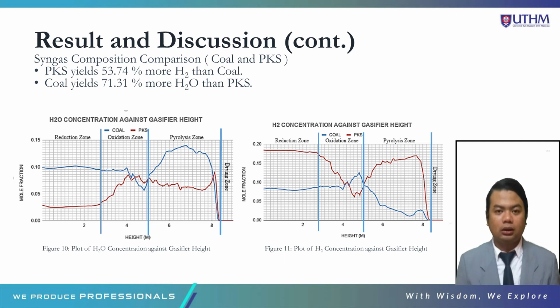Although coal possesses a higher concentration of carbon volatile than PKS, the limited amount of oxygen volatile in coal hinders the carbon dioxide production during the oxidation of coal. This causes H2O to remain mainly unused and exit as a product of the gasification process, which leads coal to yield 71% more water than PKS.